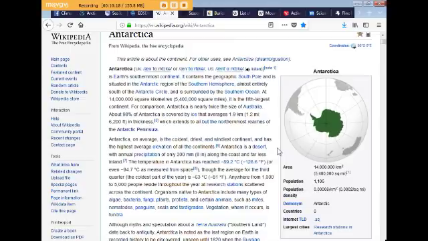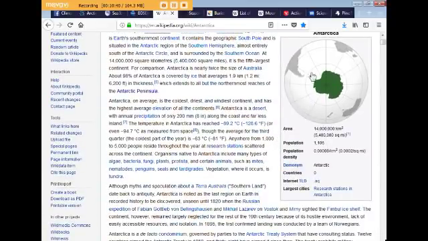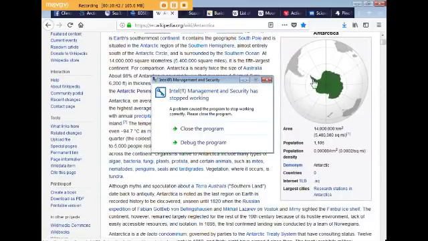About 98% of Antarctica is covered by ice that averages 1.9 kilometers or 1.2 miles or 6,200 feet in thickness, which extends to all but the northernmost reaches of the Antarctic Peninsula. That's the peninsula there that I was telling you about.